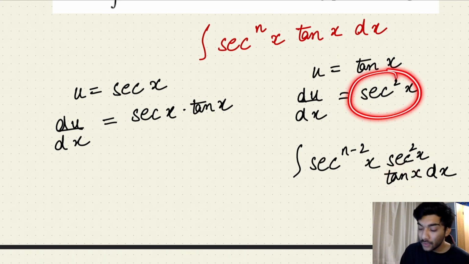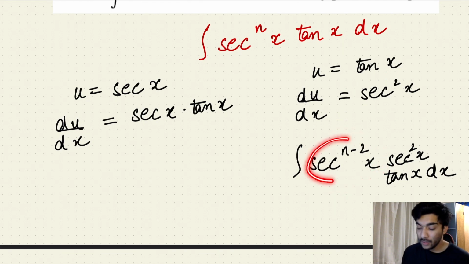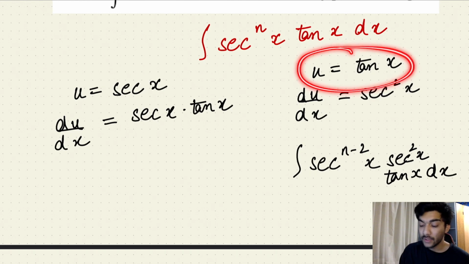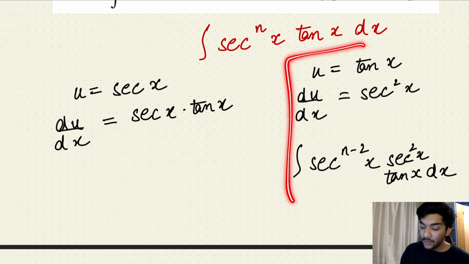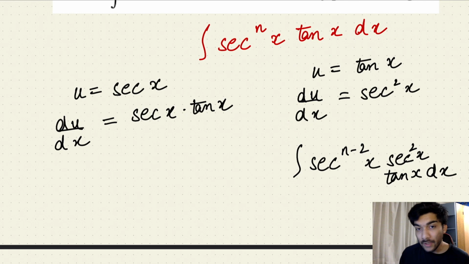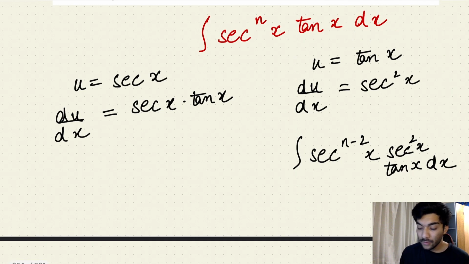We also can convert the secant squared dx term to du, but we don't know what to do with this term, secant to the power n minus 2x term, if we assume our u function to be tan x in this case. So this approach might not be a favorable approach to go with, right? So that is why let's try solving with this approach over here.